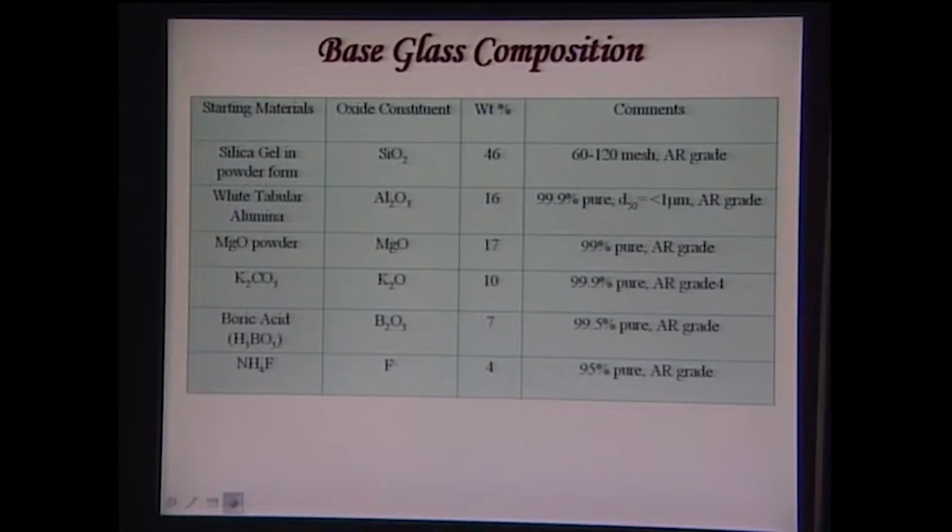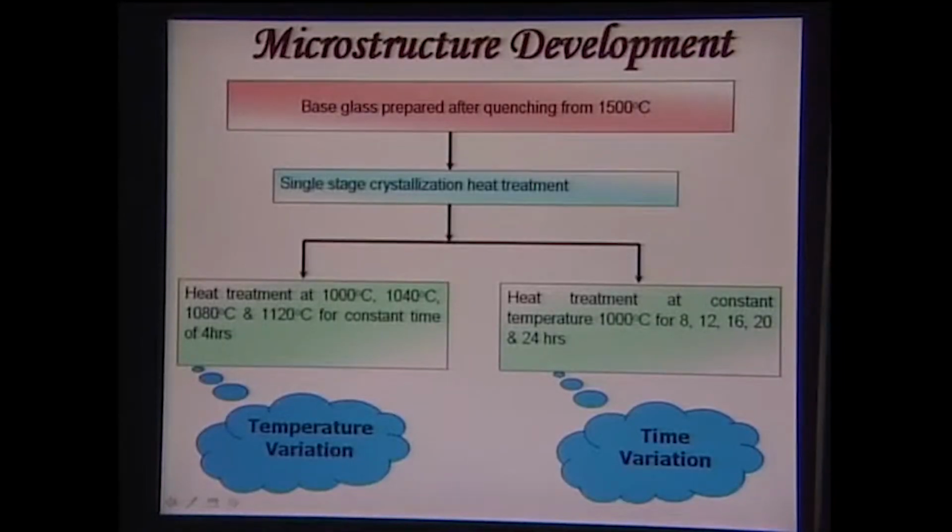Now, if you see the different types of precursor powders, as I said, boric acid is used for boron oxide and ammonium fluoride is used for fluorine. These are different weight percents of the different crystalline powders, and they are mixed. After they are mixed, this base glass is typically melted at 1500 degrees Celsius. From this 1500 degrees Celsius, you can quench it or you can cast it in a platinum crucible.